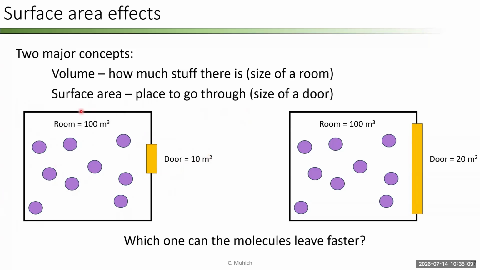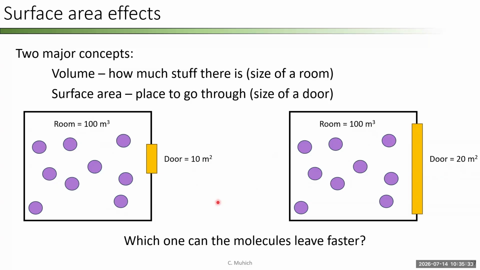And so if I think about this, if I have the same number of molecules, or a bunch of people, and I have a room that's 100 cubic meters and a door that's 10 cubic meters, versus the same room, 100 cubic meters, but the door is 20 cubic meters, which one can the molecules leave faster from?